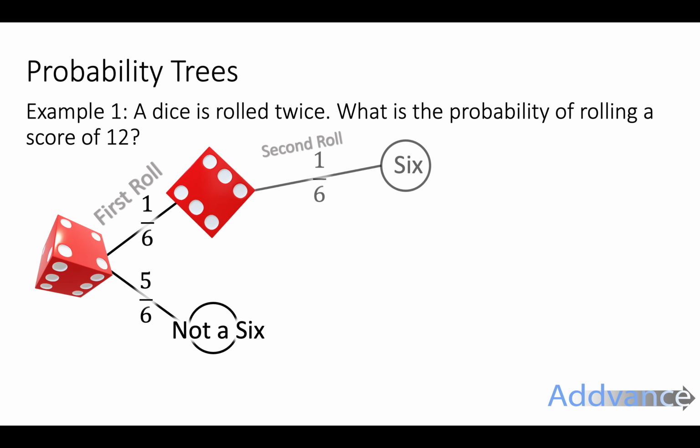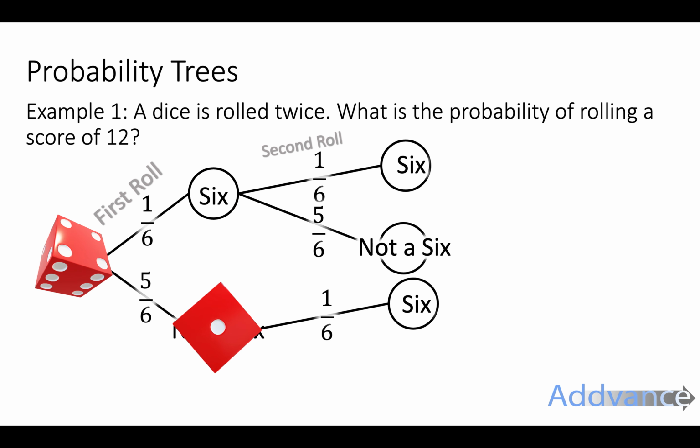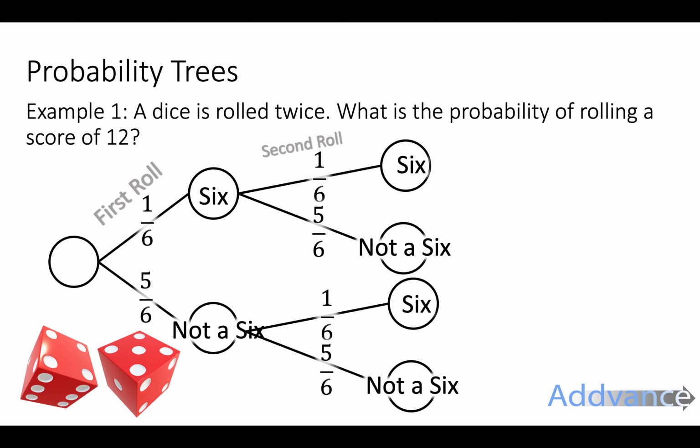On the second roll you could get a 6 or not a 6, like this. And this is a complete probability tree for this situation.